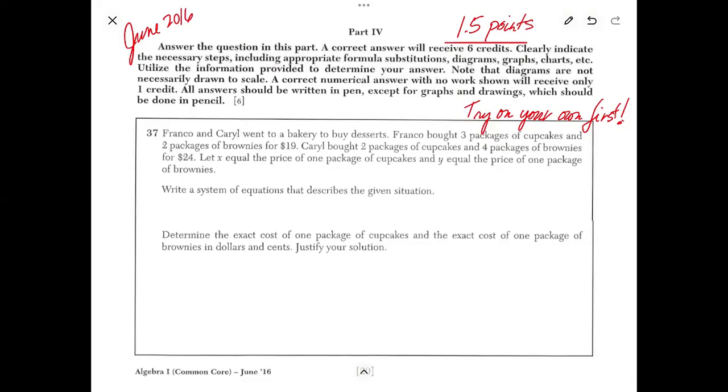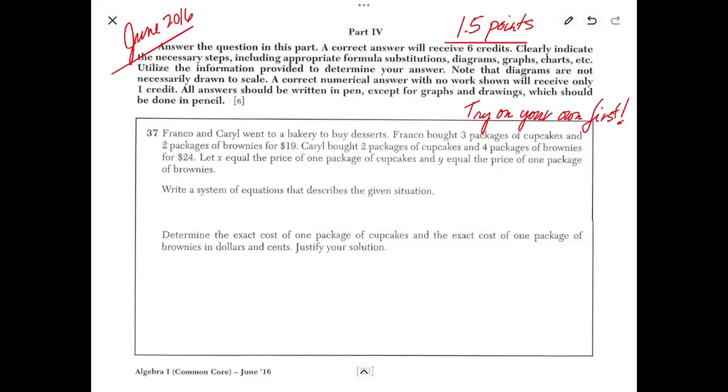So I'm going to do 9 word problems, and I'm going to create a playlist called word problems that you can go through and try and watch on your own. Now, this one is taken from June 2016. So I'm going to be taking the last word problem from each exam, and then I'm going to go through and do each one.